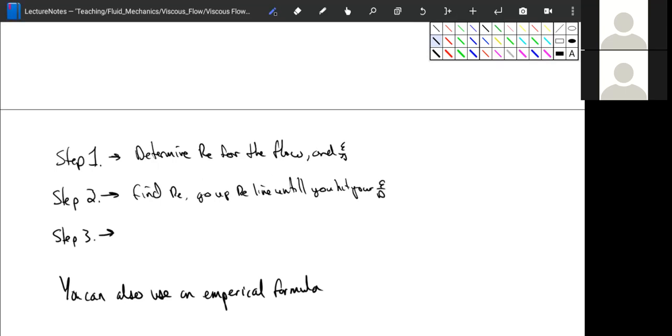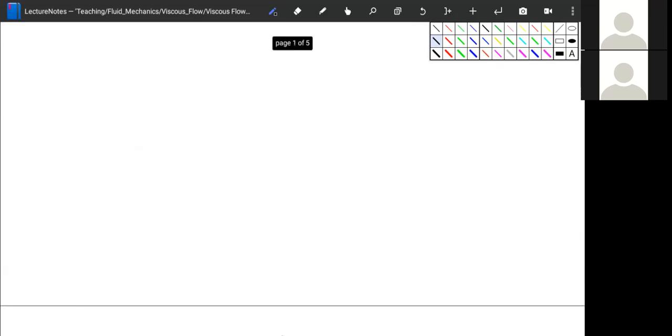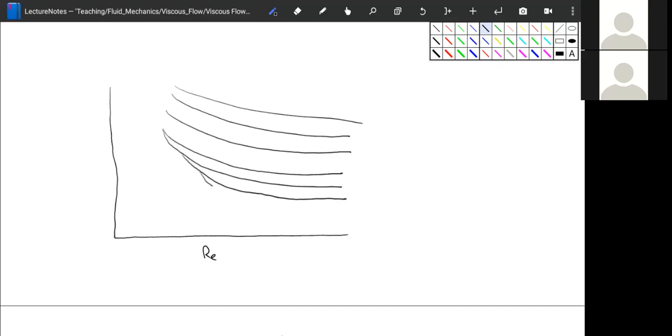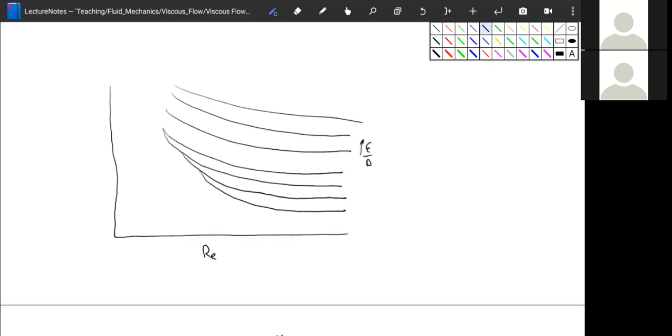And what do we mean by that? Well, your Moody chart is going to look like this. You have a chart. On the bottom, you have Reynolds number. And it's going to have multiple lines on it that look something like this. And these correspond to different E over Ds, roughness over your diameters, where it's increasing as it goes up.